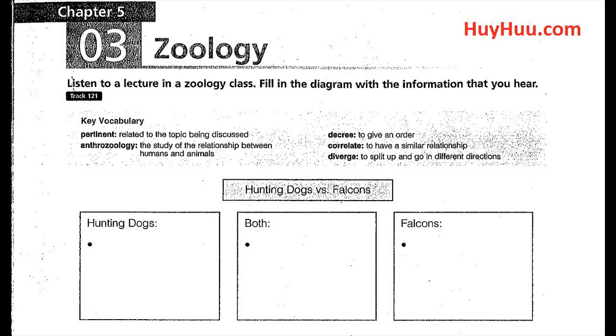3. Zoology. Listen to a lecture in a zoology class. Fill in the diagram with the information that you hear.